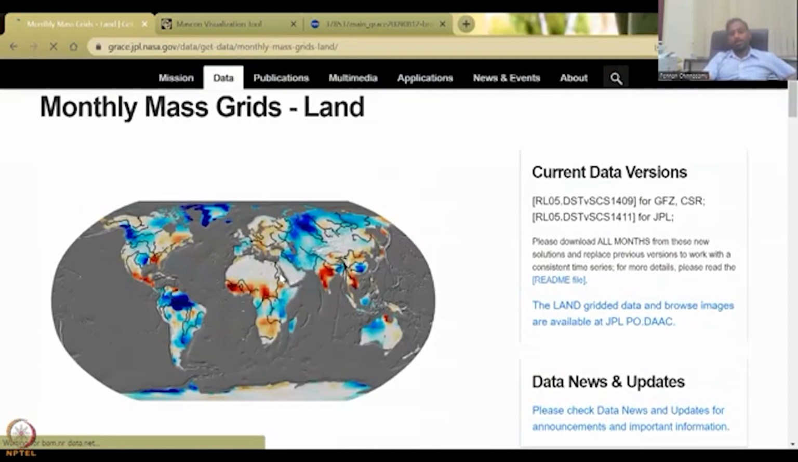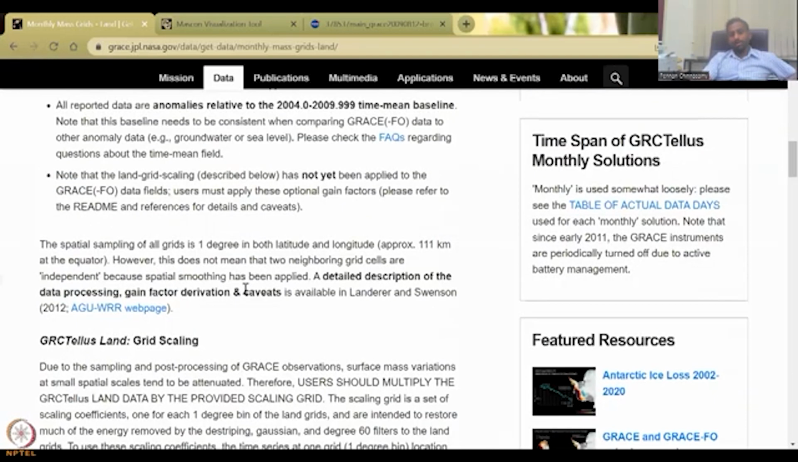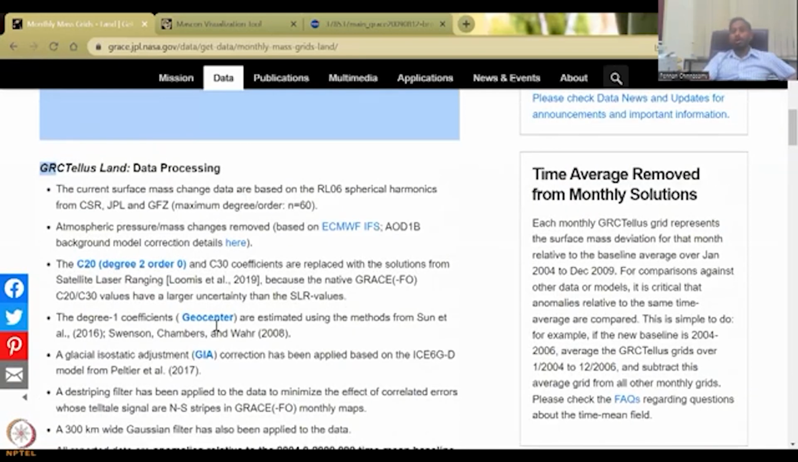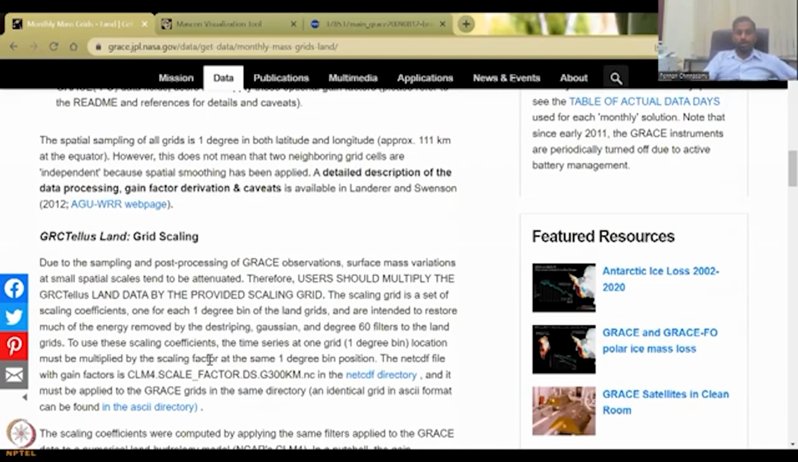And then in the monthly mass grids, as I said, please read this. This is the metadata of the data. It will tell you what are the corrections you need to do. These are more advanced level. You have to correct the data. They don't want to give you the corrected data. They will give you the raw data plus the correction term. You'll have to multiply it so that you understand the process.